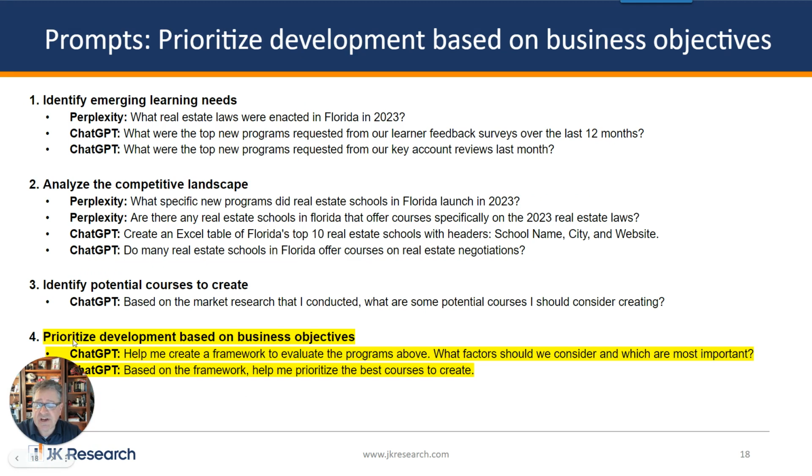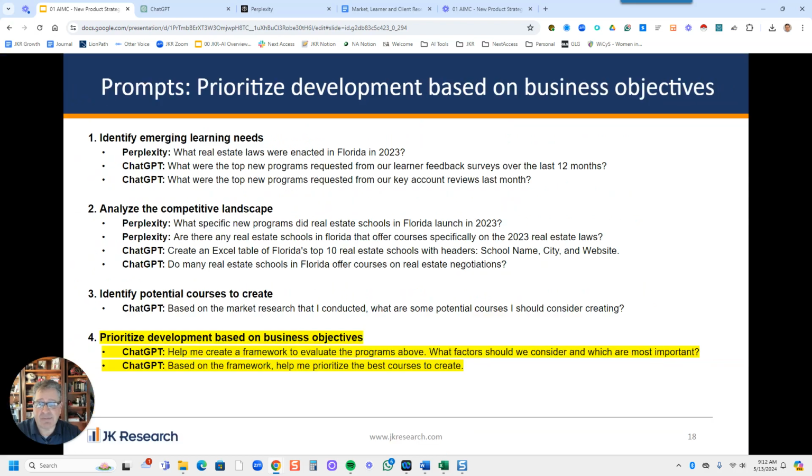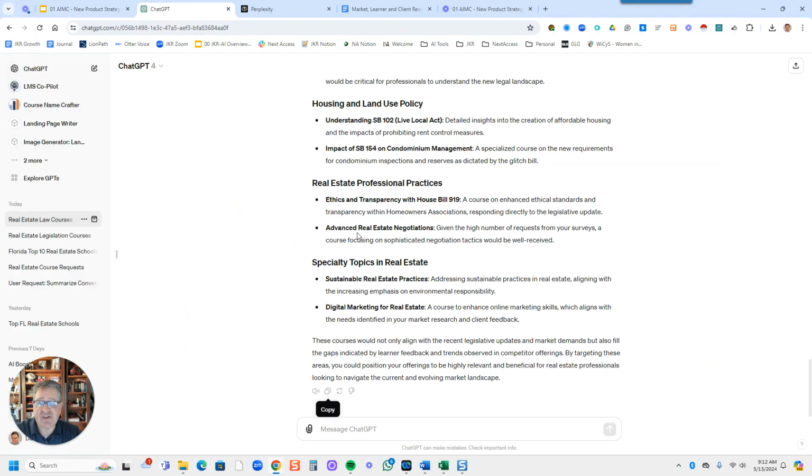So what we're going to do, we're going to use ChatGPT in this case to, first of all, help create a framework to evaluate the programs above. So if in the previous module we came up with the programs, I'll bring those back in. And then what factors should we consider and which are most important? So it's going to help us to create this framework so that we can go through and evaluate based on our business criteria. And then at the end, this is just sort of for the sake of interest, we're going to say based on the framework, help me prioritize the best courses to create. So we'll see what this does, whether it knows enough about our business, and we'll give it a few hints here. But again, just really useful and helpful analytical power that ChatGPT is bringing to help us make a good decision.